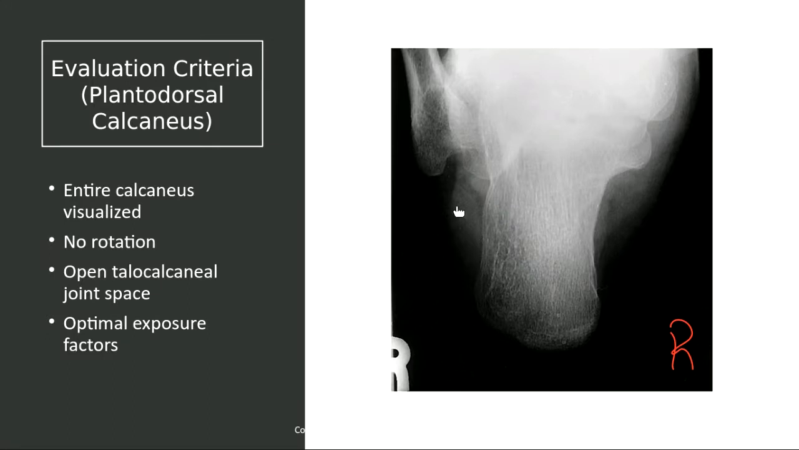The reason I say that is because it says there has to be no rotation, and you have to display an open talocalcaneal joint space. So where the talus meets the calcaneus, that joint space should be open. Now it's challenging to see on here, but I'll show you in the next image. It should be right in here, that talocalcaneal joint space, but you can't really visualize that very well. So this is what it should look like.